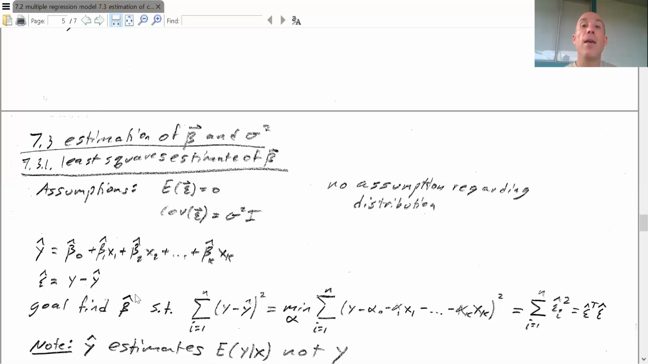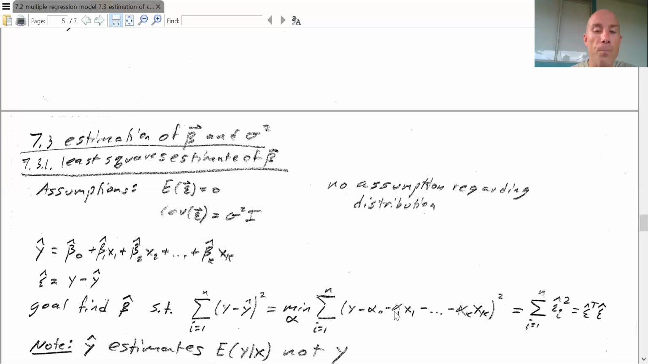Our game plan is to minimize the sum of squared deviation between the model and the observed values. So I'm going to take each of the epsilon values, square them, and add them up. It's going to be epsilon transpose times epsilon, where epsilon hat is the observed difference, the observed residuals.